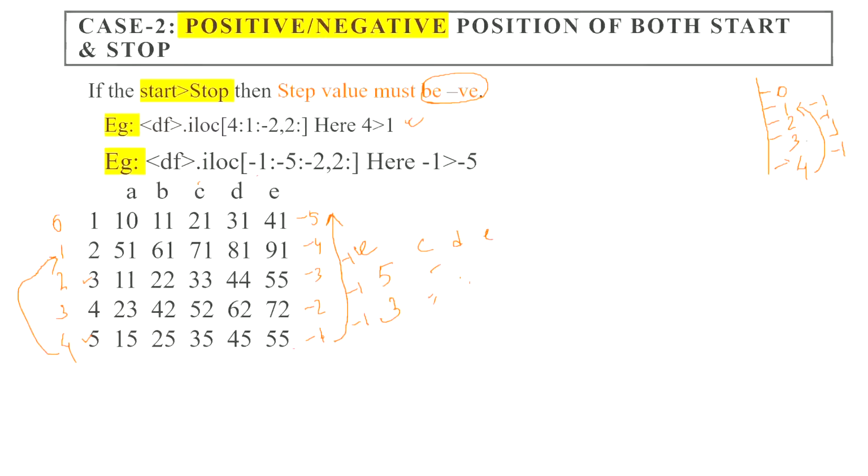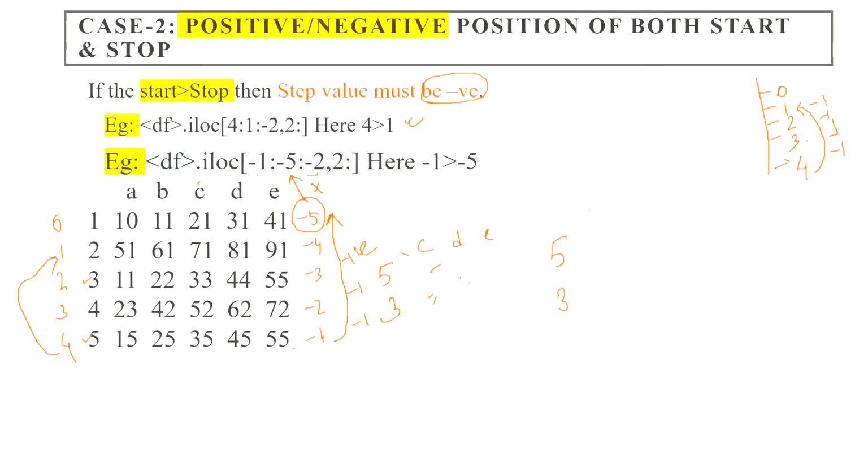-1 means which one? We will get 5. Let me write 5. Then see here the step value is -2. After 5 what will come? 3 will come. After 3 what will come? 1. 1 cannot come. Why 1 cannot come? Because -5 is the stop value you see here. And we know that the value present at the stop position will not come in the output. So only 5 and 3.